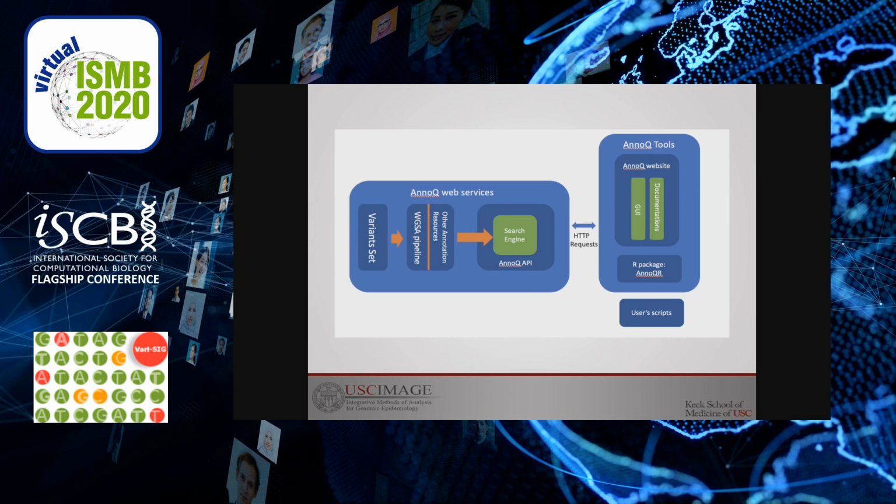This is how AnnoQ works. We gather variants into a dataset and pre-annotate those variants with existing tools such as WGSA and our own scripts. And then we import the data into a search engine; we utilize Elasticsearch here. There is an additional layer on top of Elasticsearch providing some additional functions for our API. People may retrieve data through our web interface or their own scripts.